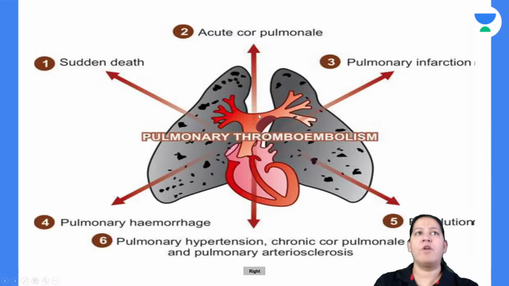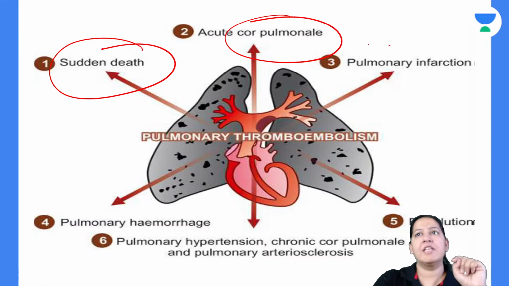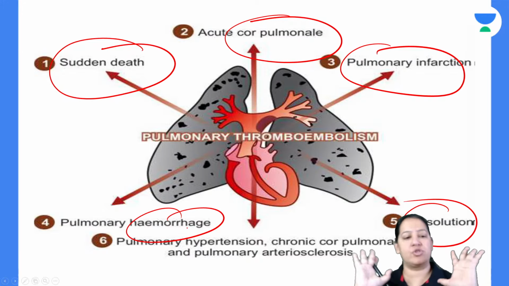Have you got it? So what are the consequences of pulmonary embolism? Either the person will have sudden death, or it is acute cor pulmonale, pulmonary infarction, resolution or hemorrhage, right? So I would like to stop now.